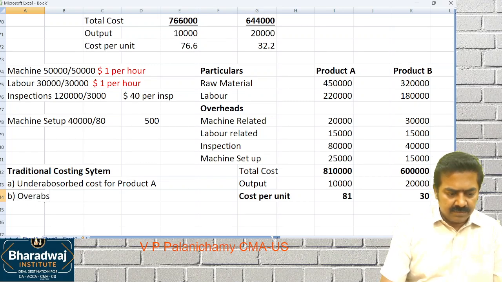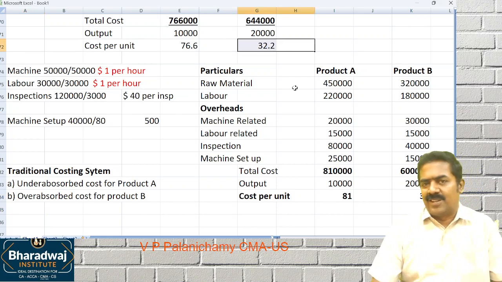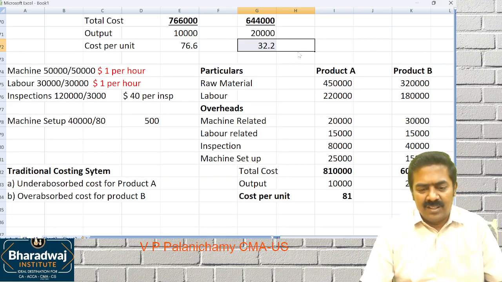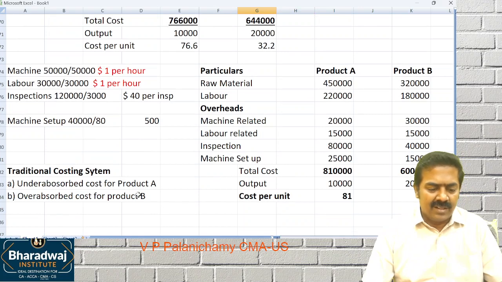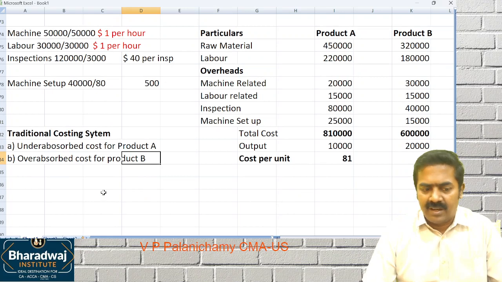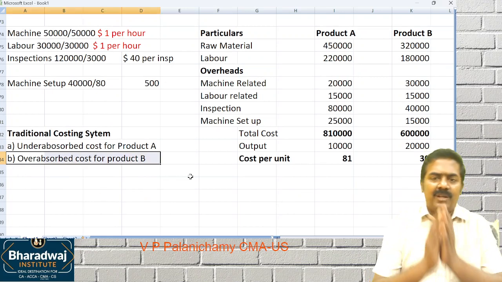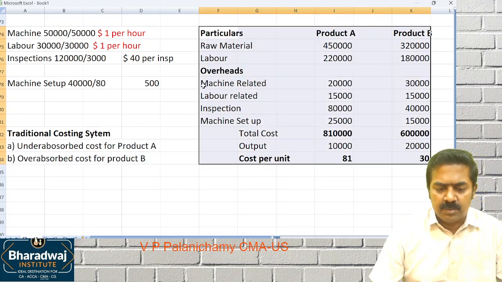Over absorb. The real cost is $30 only, but you're telling the customer the cost is 32.2. Apart from that, you will add profit and quote the price. So if you follow the traditional costing method, product B you will charge more. The customer will go and compare outside. The price might be low outside, and the customer may not come back to you and place the order next time. That's why activity-based costing is always superior.